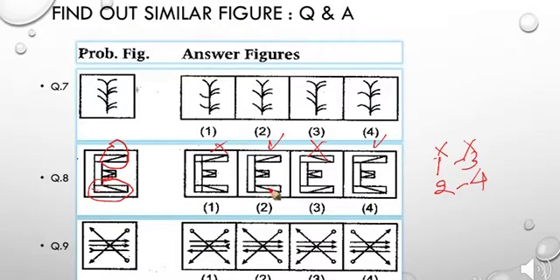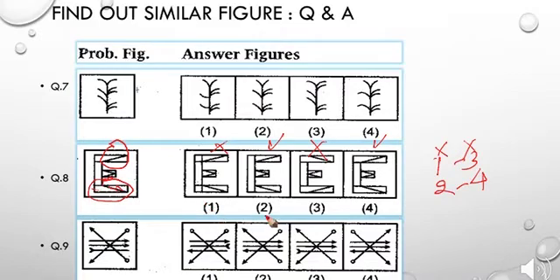This line is there, and in option 4 also this line is there. So we can't make any difference. Let's check further. In the problem figure, in this block there's only one line. From here to here there is no other line, no design.